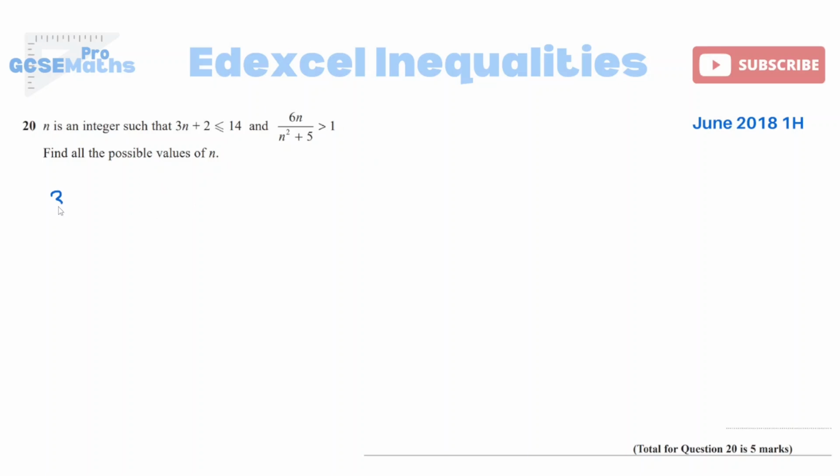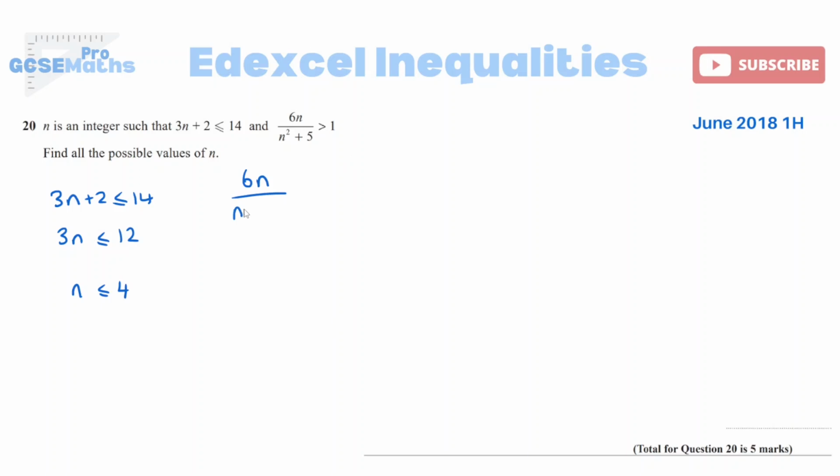Now obviously the linear one is much easier, isn't it? So let's start with that. Solve it like a normal equation. So minus the 2 is 12. Divide by 3 gives us n is less than or equal to 4. Put that to a side for 1 minute.